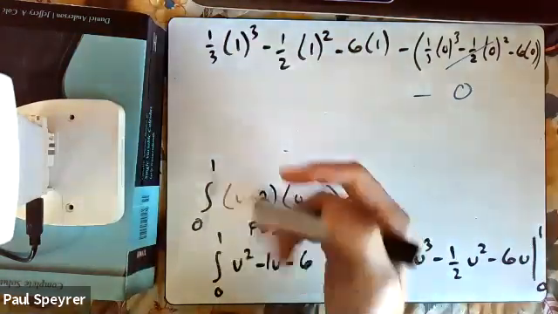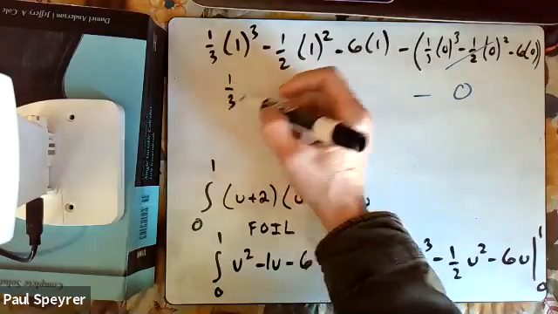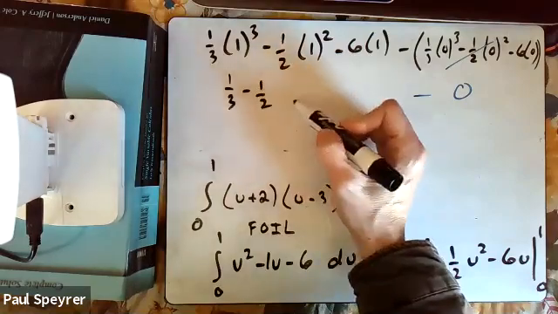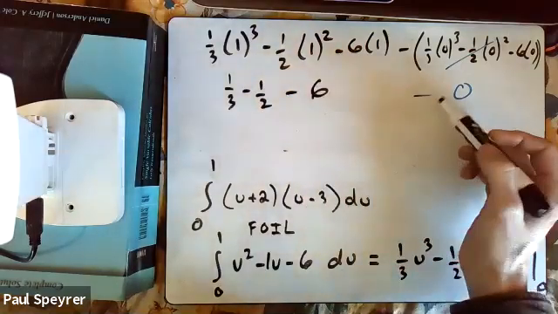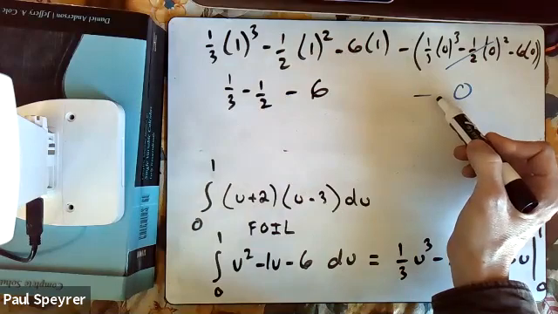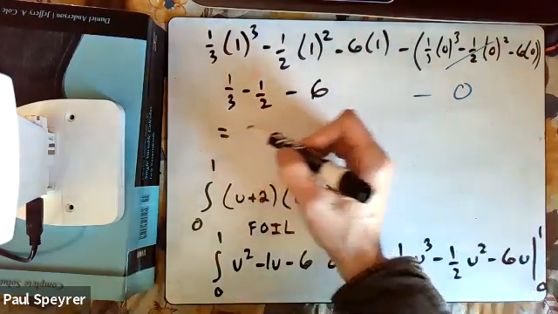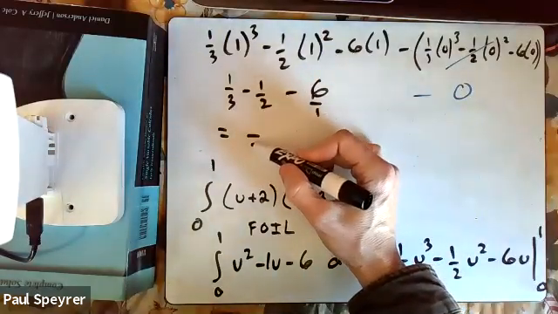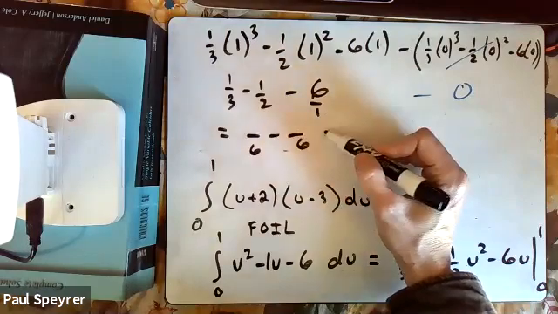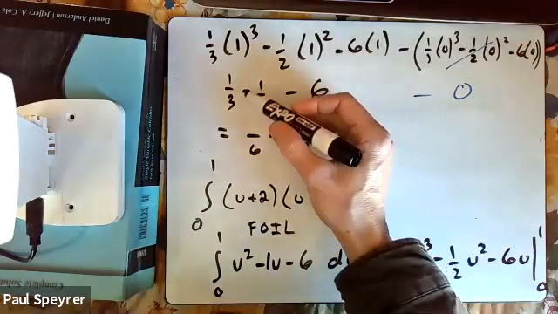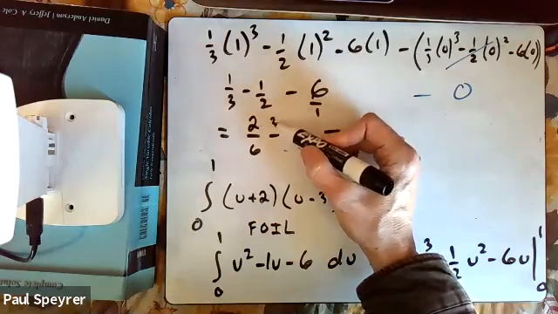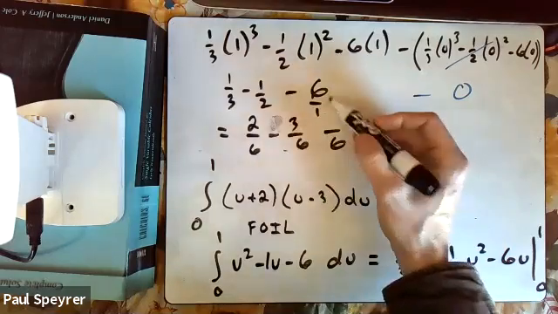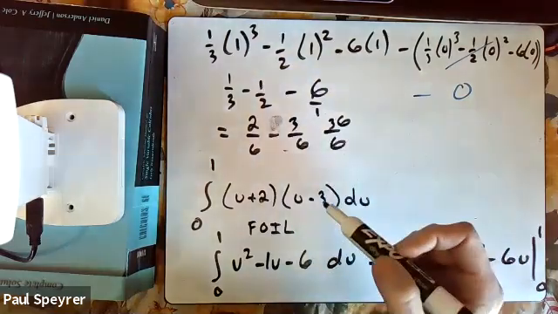So 1/3 times 1 cubed, that's just 1/3, right? Make sure you're doing exponents first, then multiplication. This is 1/3 minus 1/2 minus 6, and then minus this 0 right here, right? Now, this is 6 over 1. How are we going to combine all this? Just LCD, right? Like you'd say that's 6, 6, and 6. This is going to be 2 over 6. This is going to be 3 over 6, and this is going to be 36 over 6, right?